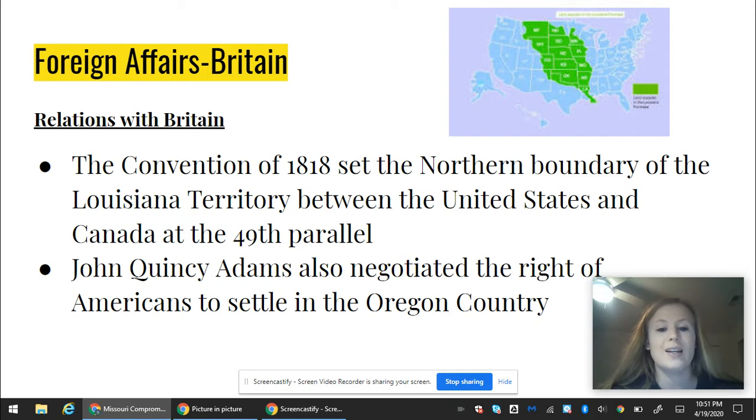So, John Quincy Adams also negotiated the right of Americans to settle in the Oregon country. So, Oregon is going to be the northwest part of the United States. This also allowed the Americans to settle there. Okay, so that was the negotiations between the British and the United States. So the 49th parallel and the Oregon Territory.